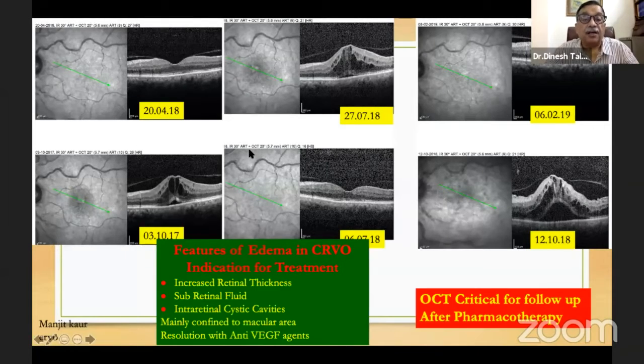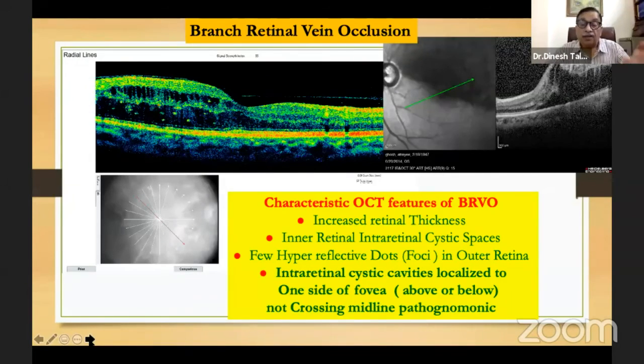Following treatment it became better, then got a recurrence, again was treated, and you can see how he is responding to pharmacotherapy. So it's very important to use OCT for following up your patients after you made your initial diagnosis. On the other hand, if this was a BRVO, what would be the difference? In BRVO, if you see the vertical scan, either the superior retina or the inferior retina will show increased thickness and intraretinal cystic spaces, maybe even some hyperreflective dots, but they are not going to cross the midline, and that is pathognomonic.